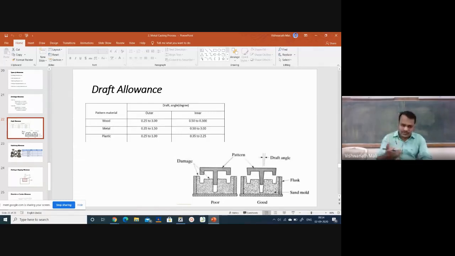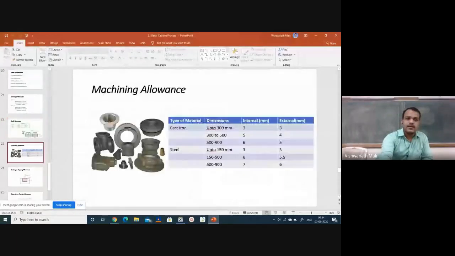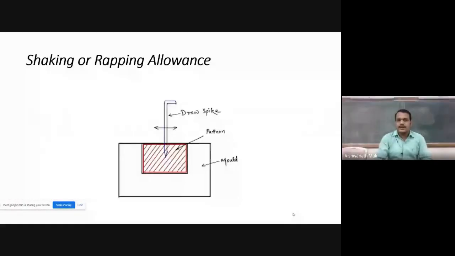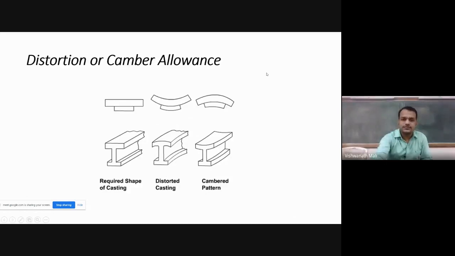Okay, so these are the different points. There are n number of points. If you go for actual designing, there are n number of points we need to consider. Just now we are looking at the main things, like shrinkage allowance and draft allowance. Okay, now the next is shaking or rapping allowance. This is the next type of allowance, which we call a negative allowance.